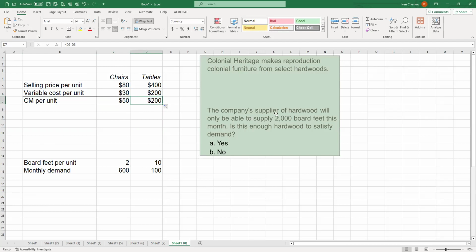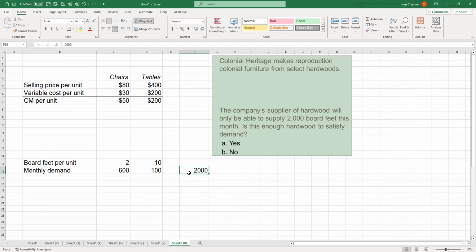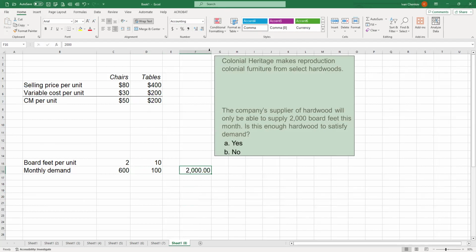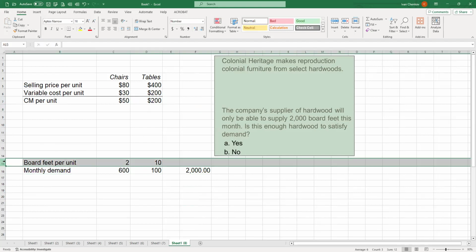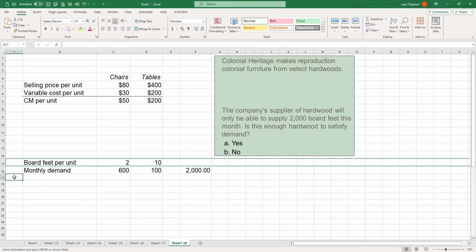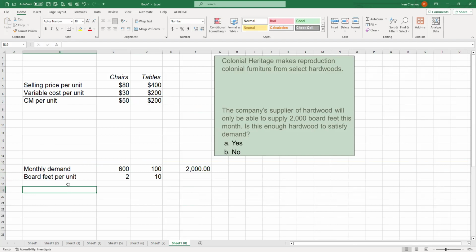Now, the company's hardwood supplier will be able to supply 2,000 board feet per month. The question is, is this enough hardwood to satisfy the demand? Somebody is going to give us only 2,000 board feet of hardwood, and that's it, nothing more. Again, is that enough for me? And if it's not enough, how much is enough? So this is my demand, and I have my board feet per unit. How many board feet do I need to satisfy my demand?